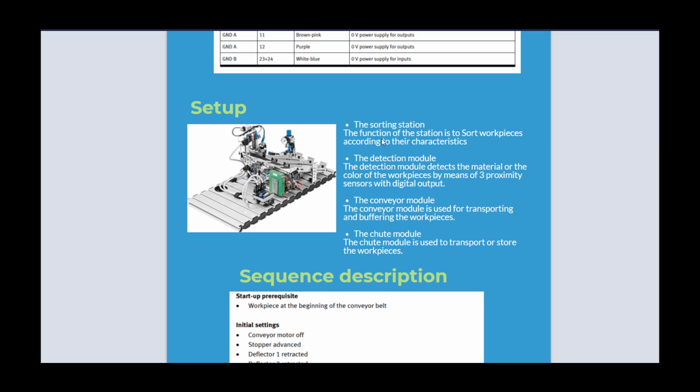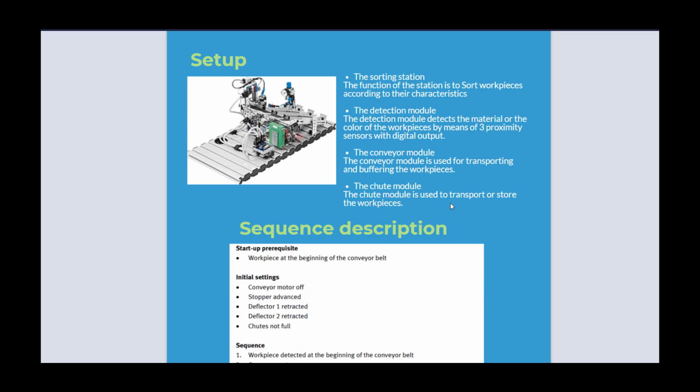In the setup of the sorting station, we have four modules. The first one is the sorting station, and this module sorts the workpieces according to their characteristics. The detection module detects the material or the color of the workpieces by means of three proximity sensors with digital output. The conveyor module is used for transporting and buffering the workpieces, and the JIT module is used to transport or store the workpieces.